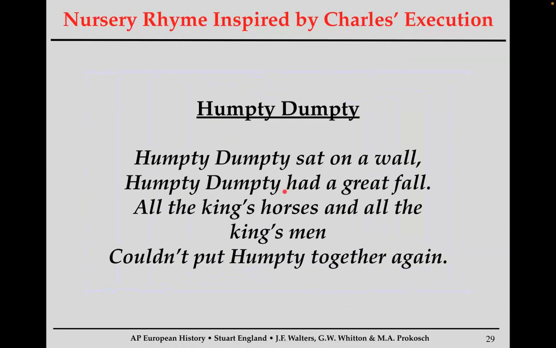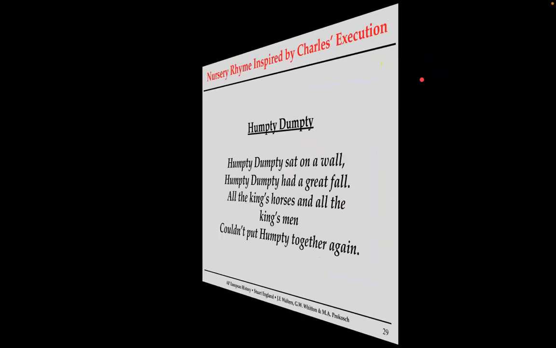And this is where you get the famous childhood nursery rhyme, Humpty Dumpty sat on a wall. Humpty Dumpty had a great fall. All the king's horses and all the king's men couldn't put Humpty together again. Yes, it's referring to Charles's execution.